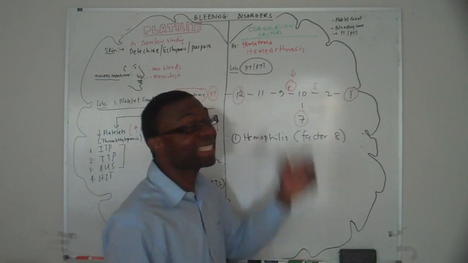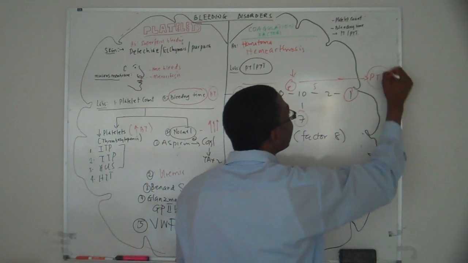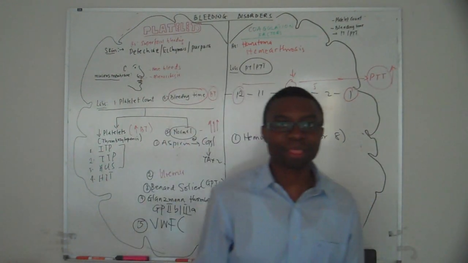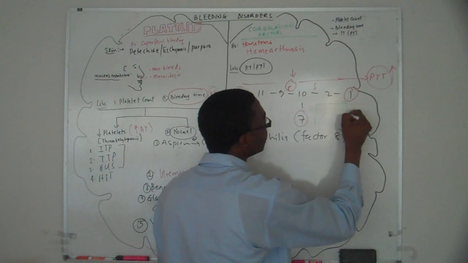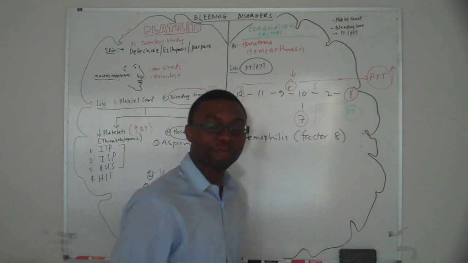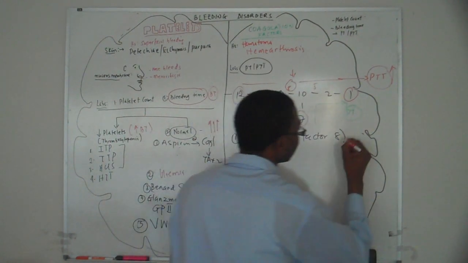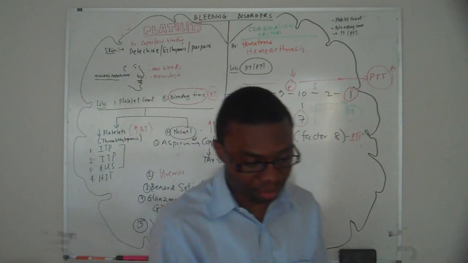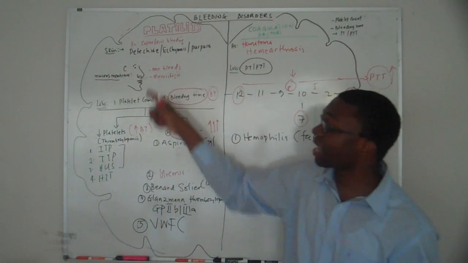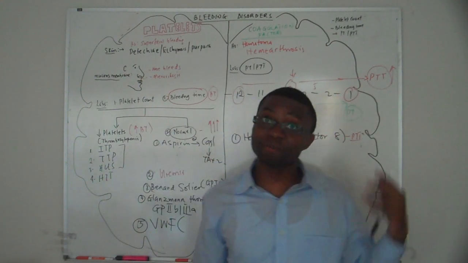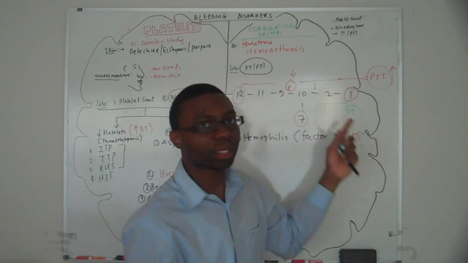What are you going to expect the PTT to be? It's going to be high because factor 8 is missing. What do you think the PT is going to be? Normal, right? So factor 8 deficiency causes a high PTT. Platelet count is going to be normal. And bleeding time is going to be normal, because the platelets are still able to stick together, right? Even if you have von Willebrand missing, the platelets are still able to stick to von Willebrand. They're going to do their thing. But you know what? We can't coagulate.